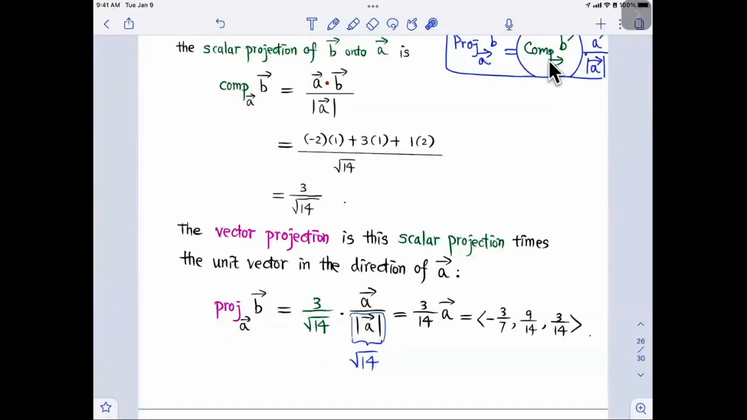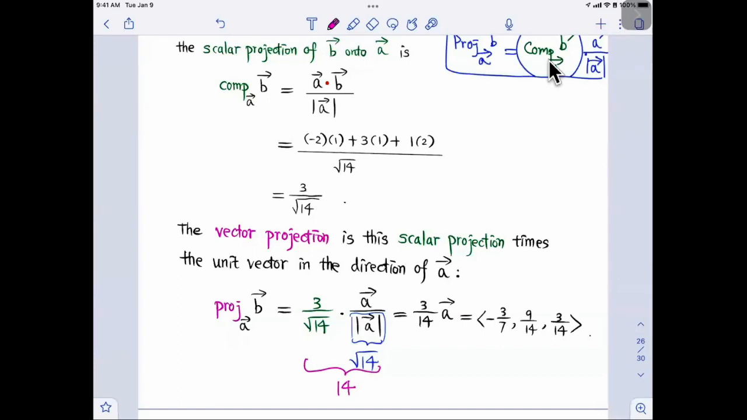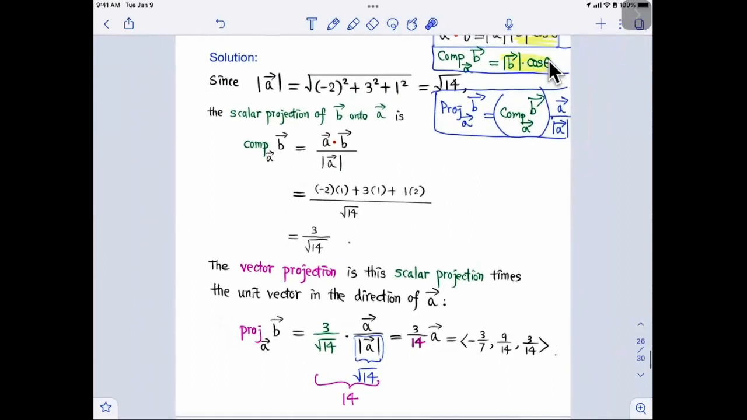So, and we know the magnitude of A is square root of 14. So multiply these two together is 14. So that's how you got this 14 over here. So 3 over 14 times the vector A. And we know this vector A here is given. So you can just go ahead and use 3 over 14 to distribute and multiply each component of A, and that will be the vector. Okay, so this is the shadow, and this is how long the shadow is. Okay, got it? A couple new concepts today, but it takes a while to get used to it.